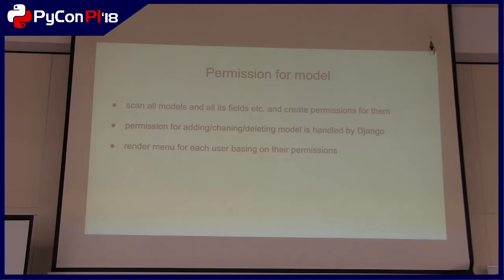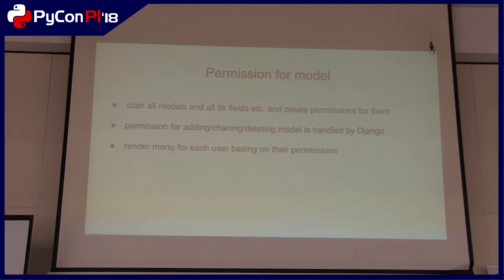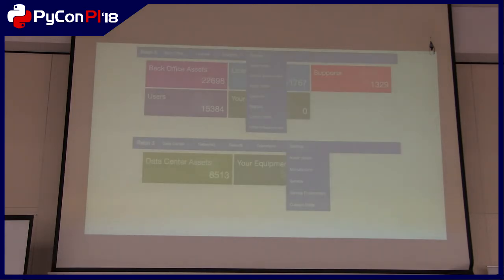And let's go through the levels of permissions. First of them is permission for model. We scan all models and its fields and create permissions for them. As I said, permission for adding, changing, and deleting is handled by Django. And what we had to make was rendering menu for each user based on his permission. So one user might see the menu in this form, but the other one with another permission will see the other models in the menu.